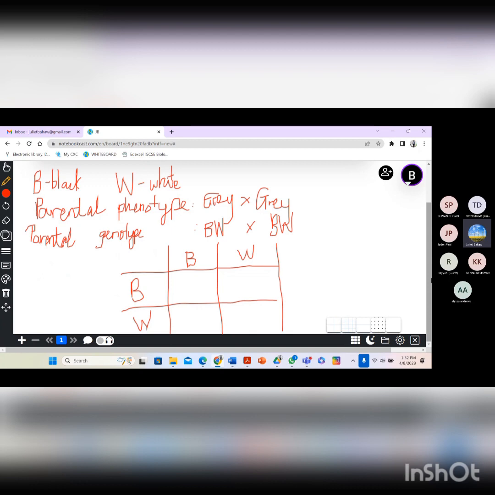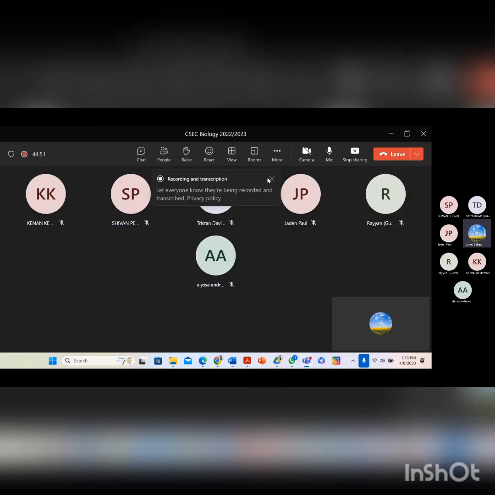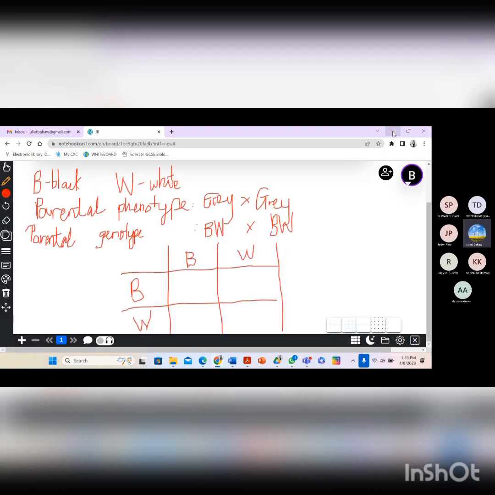If you're finished, call out what you got, call out the symbol, the letters. Anyone got the letters? Anyone got the offspring?